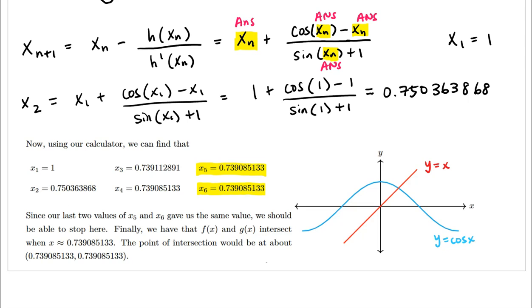So finally, we have that f of x and g of x intersect when x is approximately this decimal here. And it turns out that the point of intersection, if you wanted to figure out where they intersect, since it's on the line y equals x, the x coordinate and the y coordinate have to be the same, so that is this point of intersection here. So if I called this P, then P would be this point here.